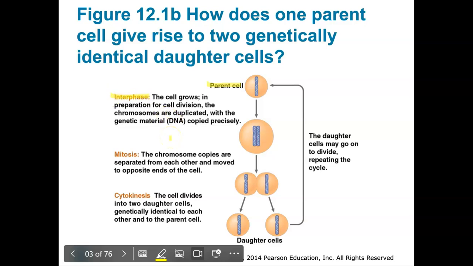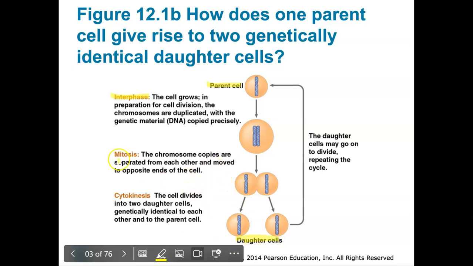And then the actual cell division part is going to be divided into two different stages. Mitosis is the division of the nucleus and separation of the chromosomes. So each daughter cell gets a copy of all the DNA that was in the parent cell. Because mitosis is cloning. This is going to be taking one cell and splitting it in half, making two new cells, and each new cell is genetically identical to that parent cell. So if the parent cell had 46 chromosomes, then the daughter cells are going to have 46 chromosomes.